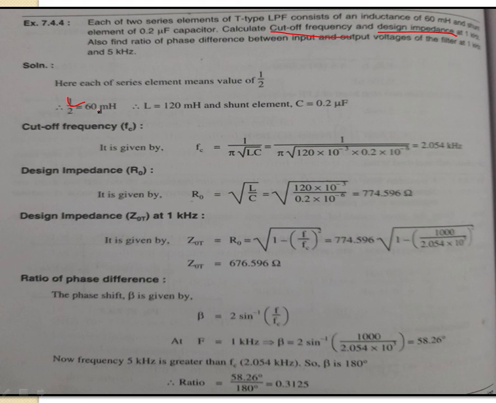So we substitute the value of L equal to 120 millihenry and C equal to 0.2 microfarad. So 1 upon pi root of LC is equal to 1 upon pi root of 120 into 10 raised to minus 3, as it is in millihenry, and 0.2 microfarad. Then its value is 2.054 kilohertz.